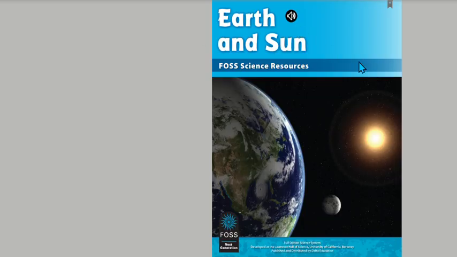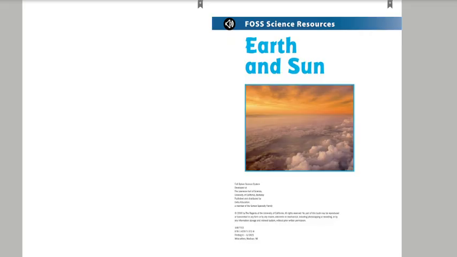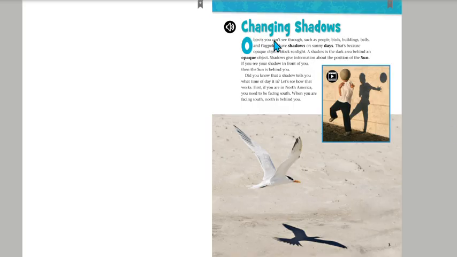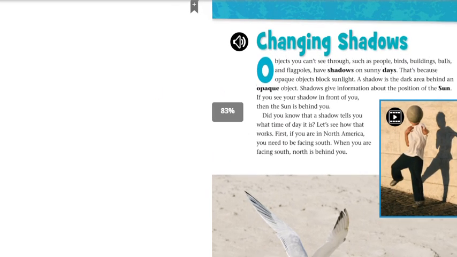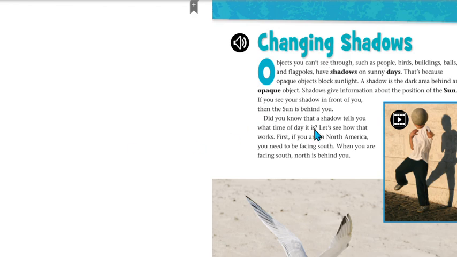Earth and Sun, FOSS science resources. Changing shadows. Objects you can't see through, such as people, birds, buildings, balls, and flagpoles, have shadows on sunny days. That's because opaque objects block sunlight. A shadow is the dark area behind an opaque object. Shadows give information about the position of the sun. If you see your shadow in front of you, then the sun is behind you.